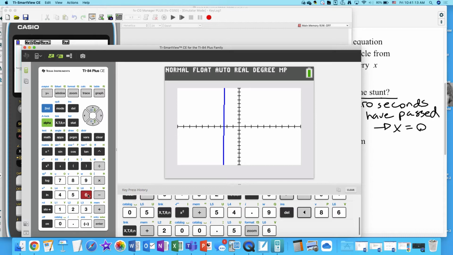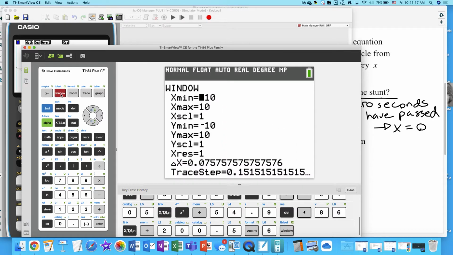So the minimum time would be 0. You can't have less than 0 seconds. And let's track it for 25 seconds to start and see where we get.